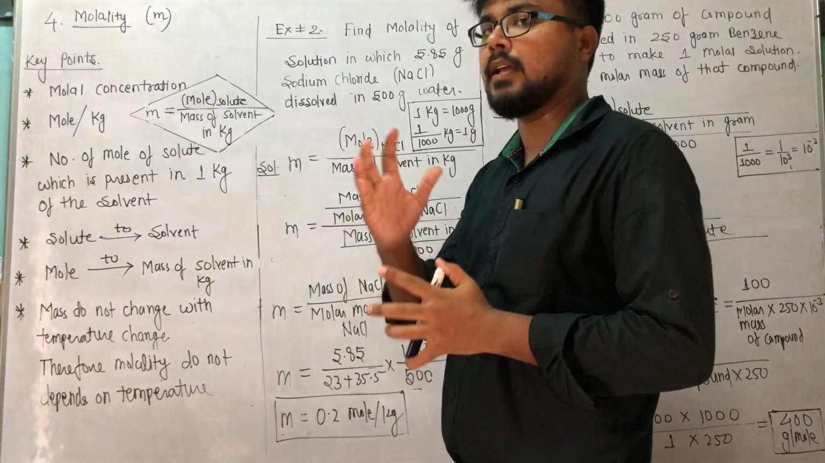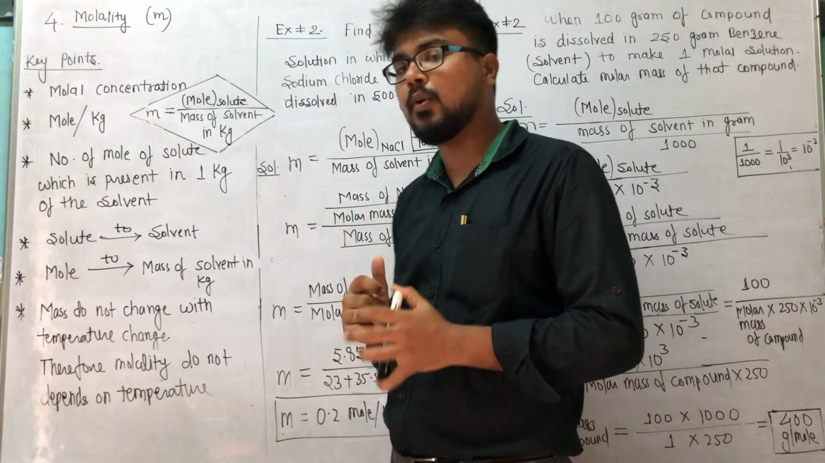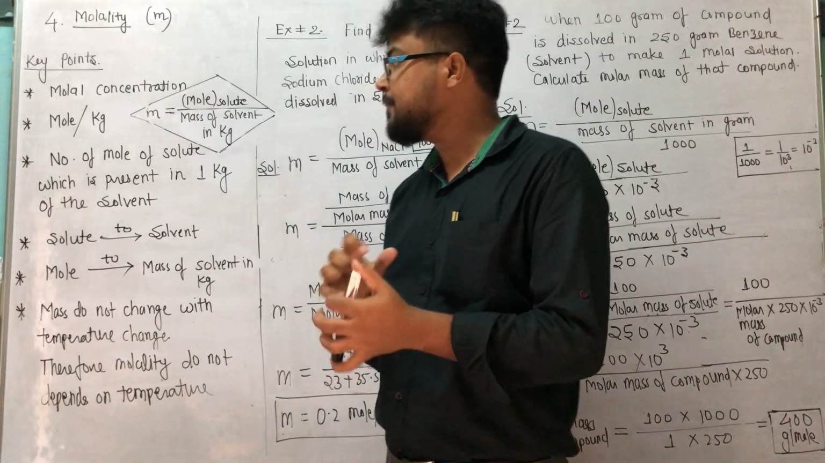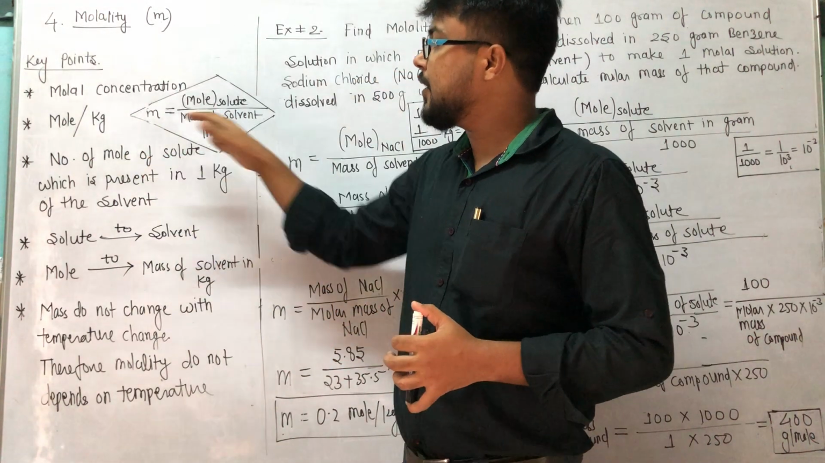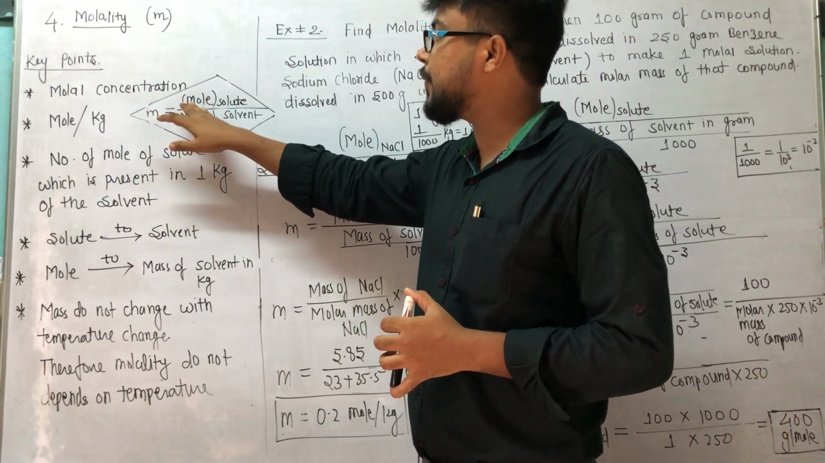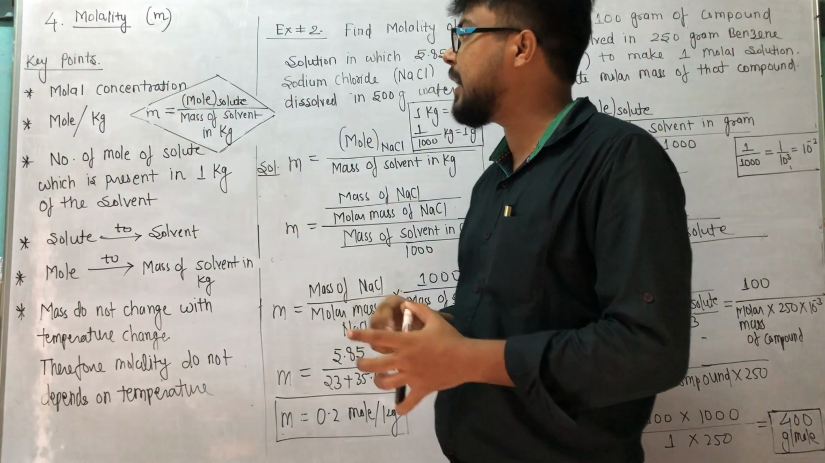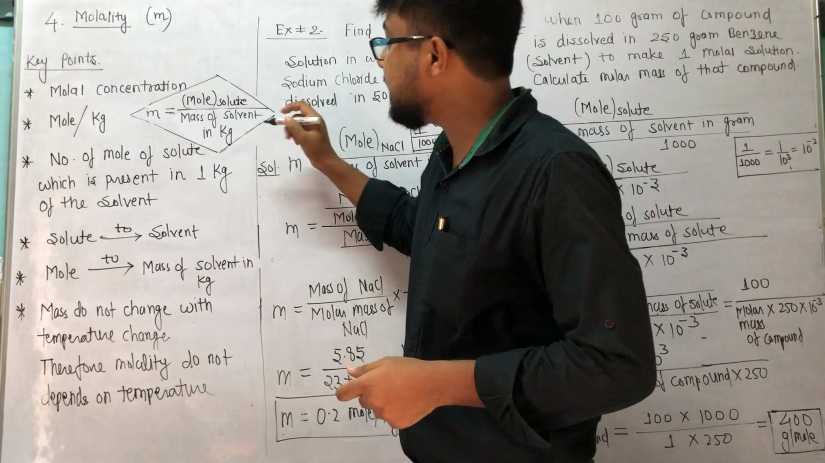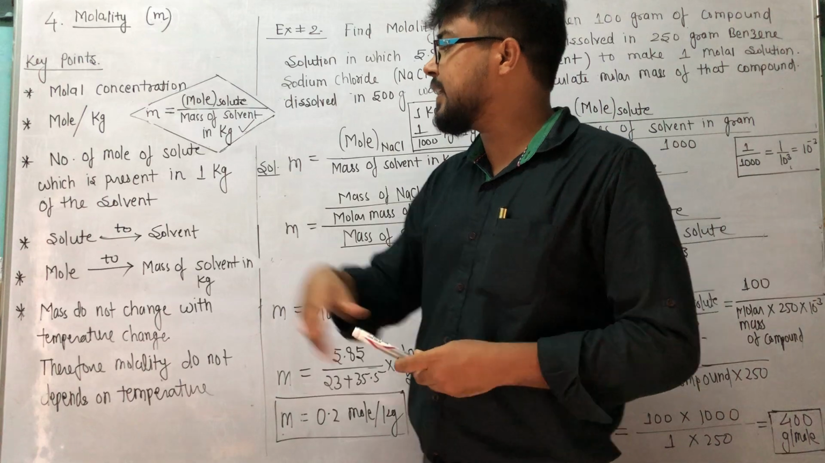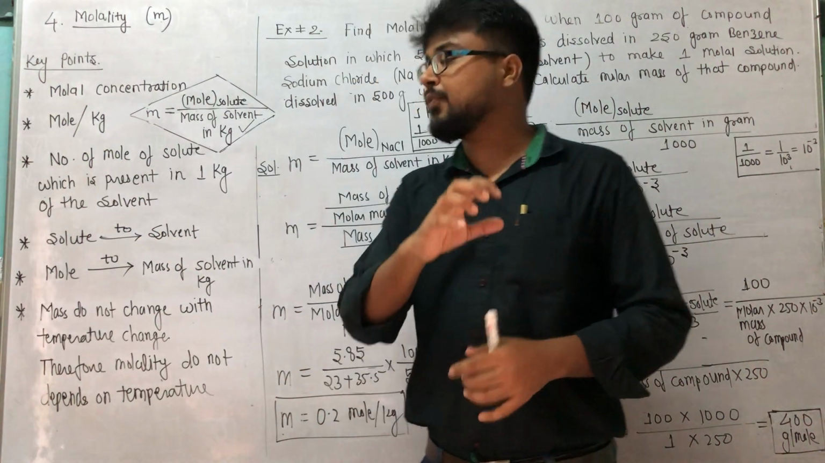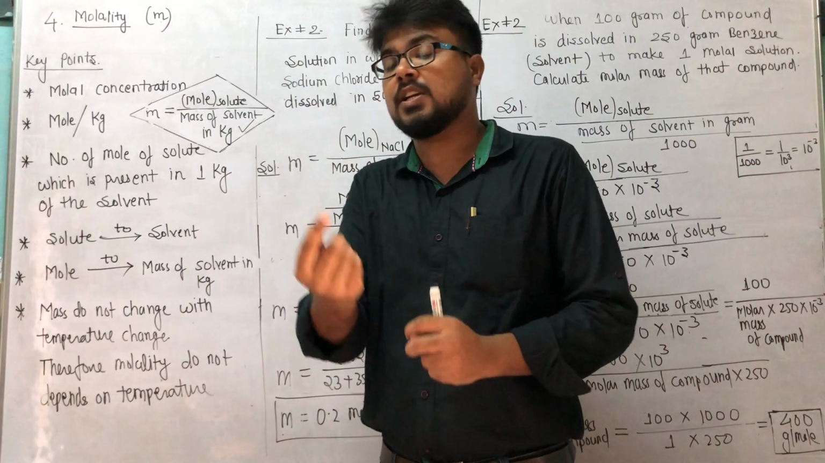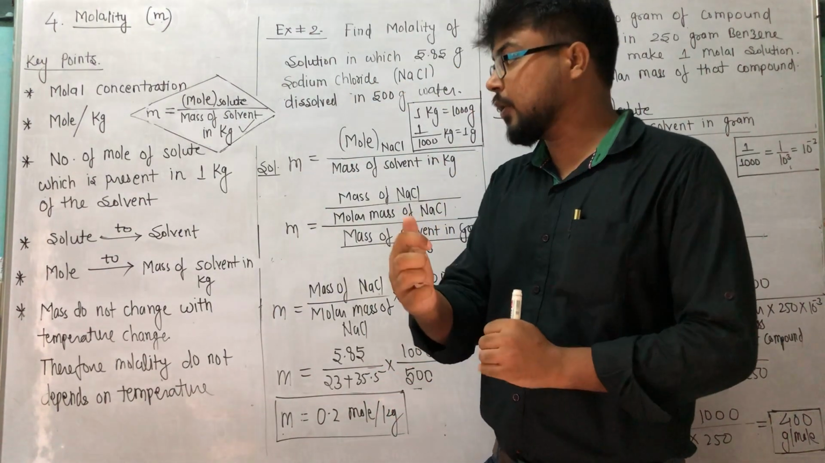Molal, M-O-L-A-L, molal concentration. Its unit is mole per kg, and from its unit we can design its equation: small m equals moles of solute divided by mass of solvent in kg. It is a little interesting, mass of solvent in kg. So its definition is the number of moles of solute present in 1 kg of the solvent, not the solution. Students, not the solution.